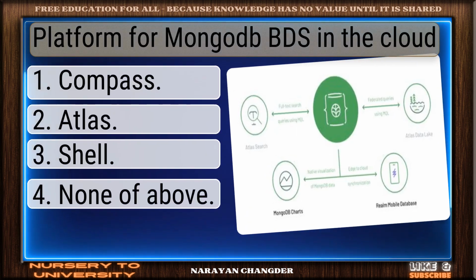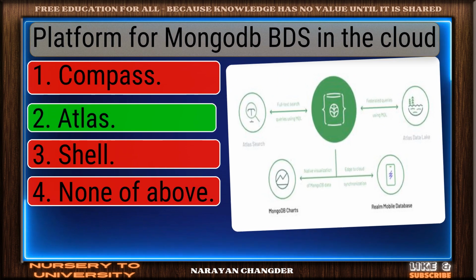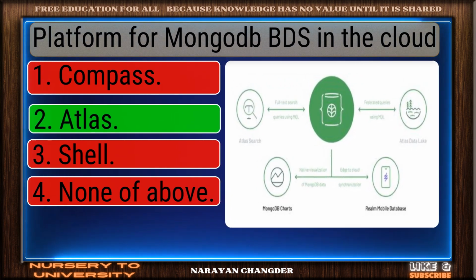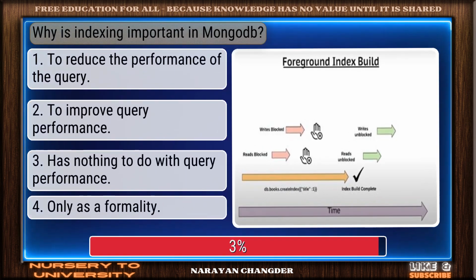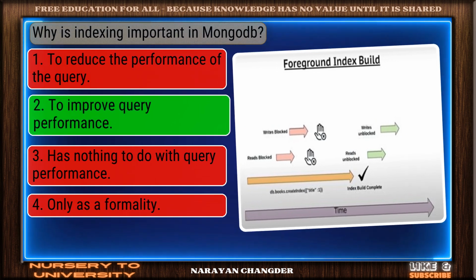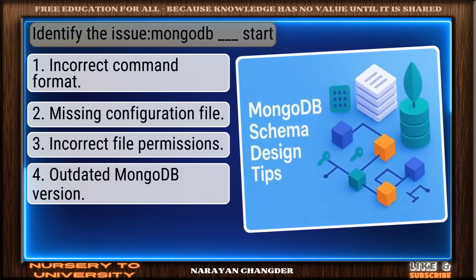Question number 46. Platform for MongoDB in the cloud. Clear logic. Your choice Atlas is sound and 100% true. Question number 47. Why is indexing important in MongoDB? You chose to improve query performance. And it is correct. Question number 48.